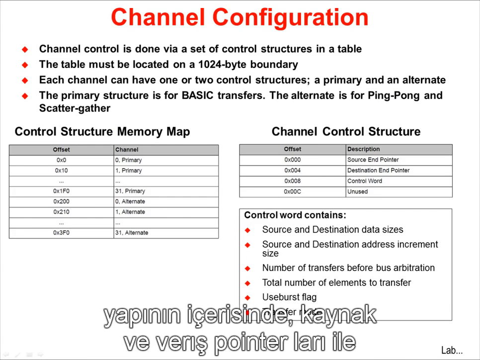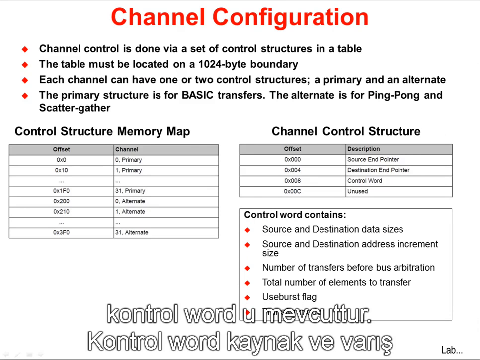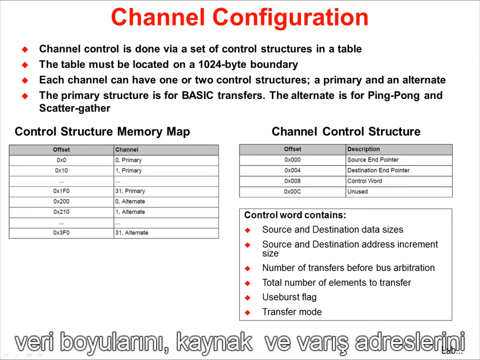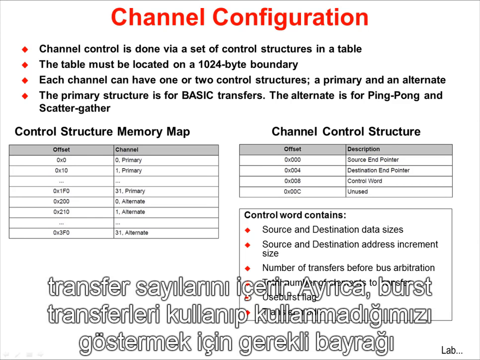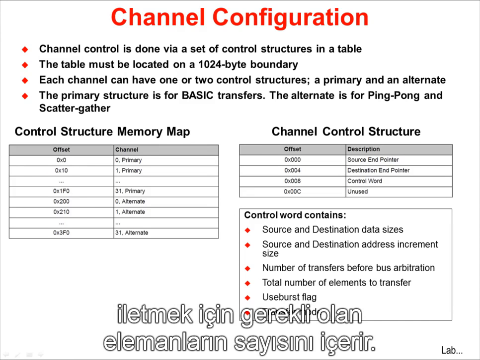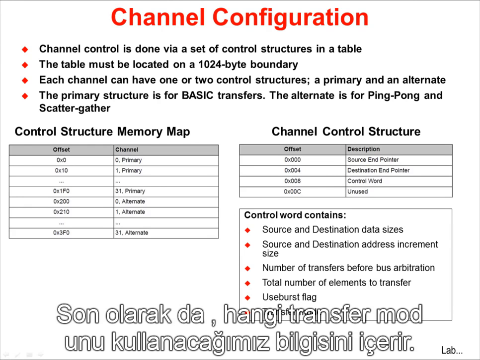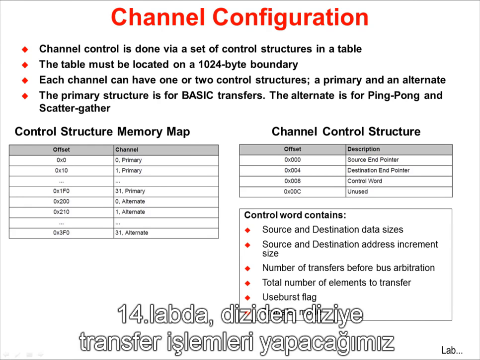Contained within the structure is the source and destination pointers and a control word. The control word contains the source and destination data sizes, the source and destination address increment sizes, the number of transfers to be performed before bus arbitration can occur, the total number of elements to transfer, a flag to indicate whether or not to use burst transfers, and finally, what transfer mode to use.